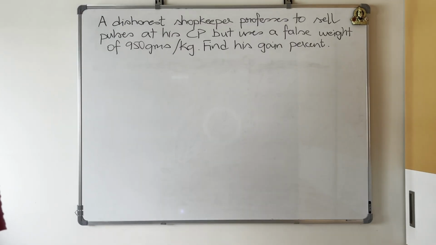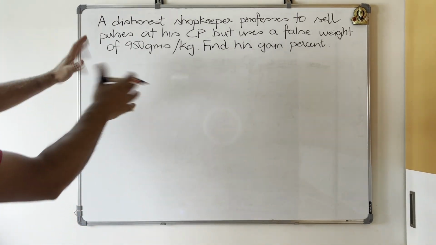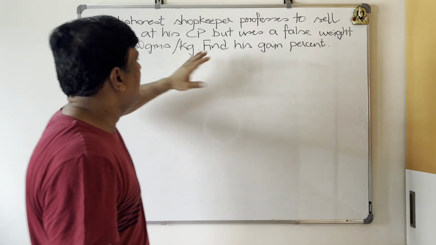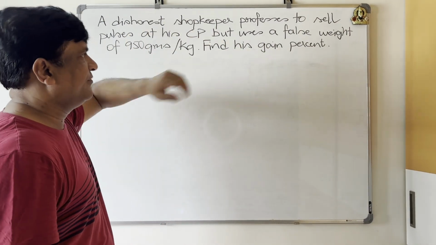So let's look at an interesting example over here. It's to do with a dishonest shopkeeper who basically on a false pretext, right, sells something and makes some gain out of it by fooling the customers over here.